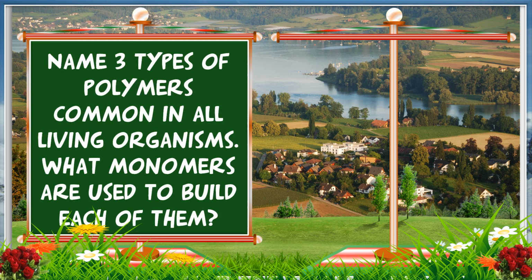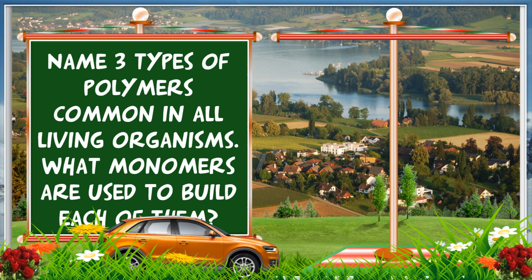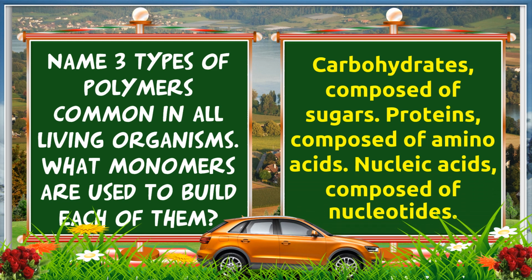Name 3 types of polymers common in all living organisms. What monomers are used to build each of them? Carbohydrates are composed of sugars. Proteins are composed of amino acids. Nucleic acids are composed of nucleotides.